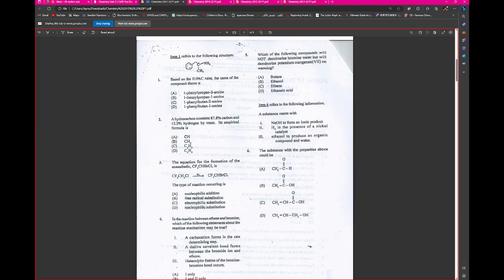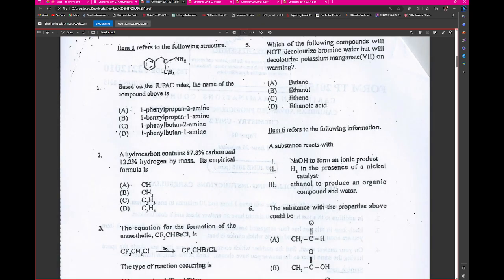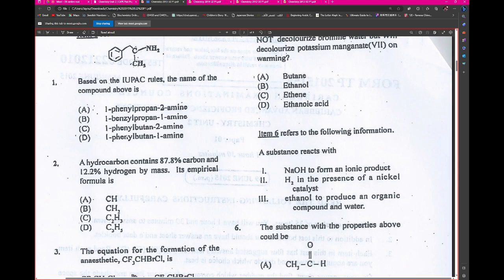Okay, so number one, based on the IUPAC rules, what is the name of the compound above? That's basically what it's asking. What's the name of that? Wait, can you zoom in a bit more, please? I can't really see. Alright, it's a bit better now. Yes, thank you.